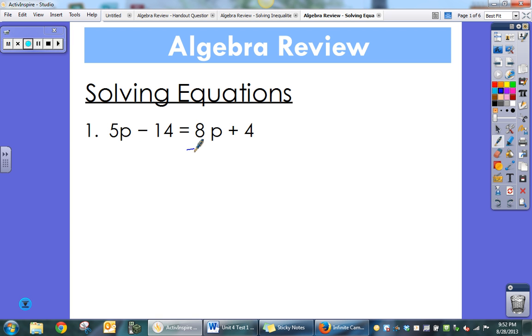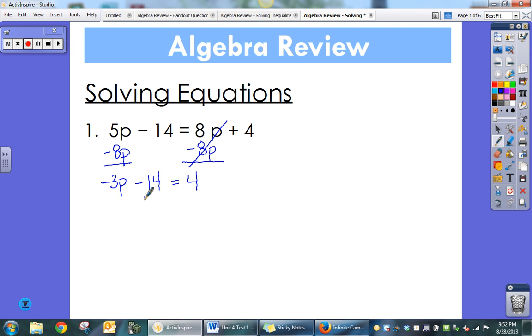I'm going to subtract 8p from both sides because on the right hand side I want to move this 8p over to the left hand side. So I have to undo it or do the inverse operation, which is subtraction, since this is a positive 8p. I'm going to subtract 8p from both sides. 8p minus 8p cancels itself out. 5p minus 8p is going to be negative 3p. And then I'm going to rewrite minus 14 equals, and we don't have this anymore, so it's just positive 4.